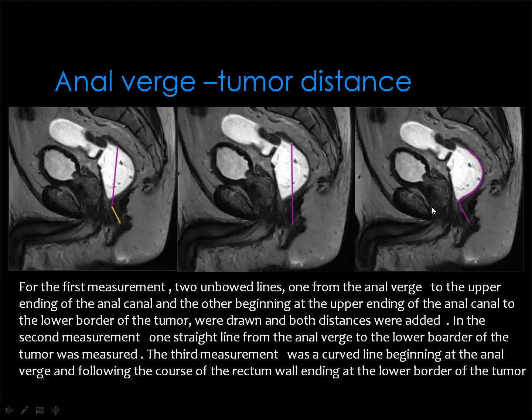These are three different ways to measure the distance of the tumor from the anal verge. Either you put a line for the anal canal separately and another line from this one to the tumor margin, or you just directly measure the distance like this, or you have a curved line to measure the distance.